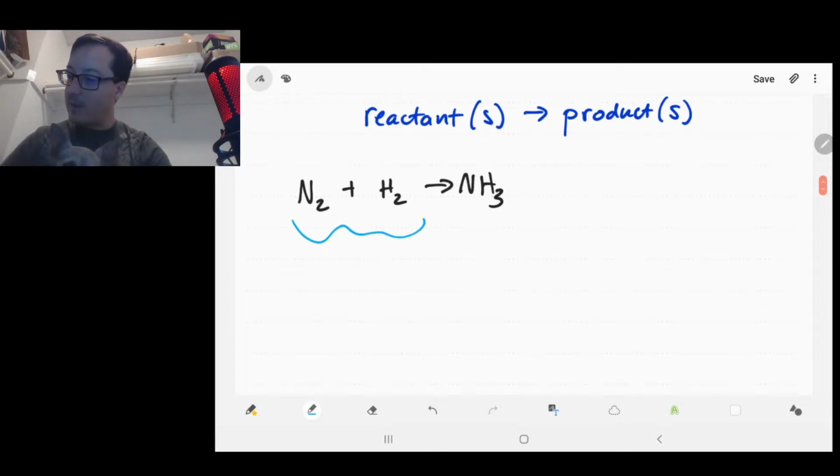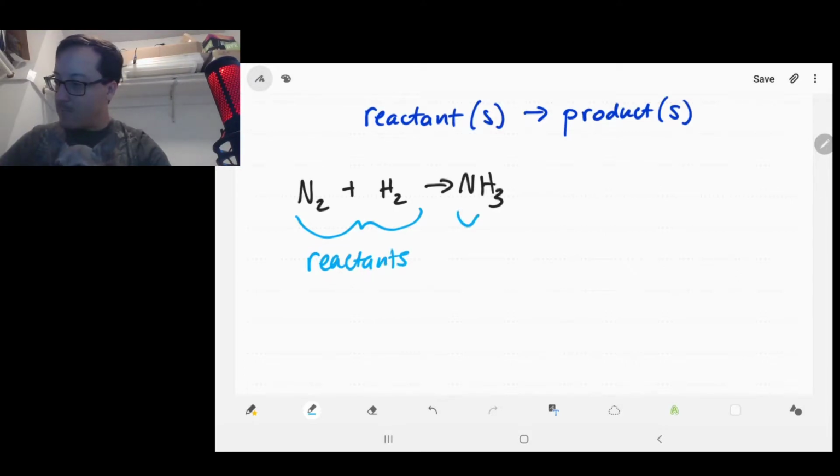Oh, that's the ugliest bracket I've ever drawn. There we go. These are our reactants. This is our product.